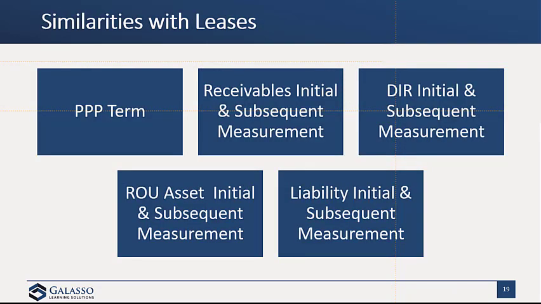As I mentioned, the accounting is really similar. Calculation of the term, you have to consider option periods, you have to look at options to terminate, you have to consider both the operator and the transferor's options. The receivables initial and subsequent measurement, as well as the deferred inflow of resources initial and subsequent measurement, would be just like the lessor accounting. And the right of use asset and the liability initial and subsequent measurement would be just like the lessee accounting. So same concept about what's included in the asset, what's included in those payments for the liability would mirror what we do in GASB 87.